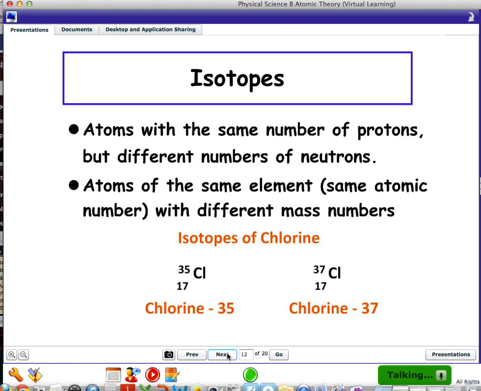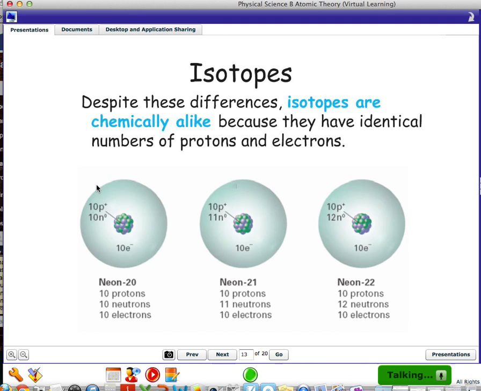Remember, protons don't change because if we change a proton, it changes the element. So when it has a different number of neutrons, it is what we call an isotope. For instance, here we have chlorine-35, which means it has a mass number of 35. The protons are 17. And then you also have chlorine-37, which means that it has a mass number of 37, but the protons are still 17. So an isotope is a difference of neutrons.